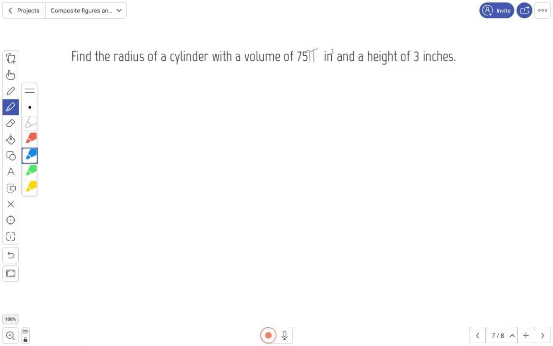Okay, next one. It says find the radius of a cylinder with a volume of 75 pi inches cubed and a height of 3 inches. So cylinder, I know the formula for volume of a cylinder is pi r squared h. Again, I'm going to plug in what I know. I know the volume is 75 pi. Pi will stay pi. I'm looking for my radius, so I'm not plugging anything in for r, but I know my height is 3 inches.